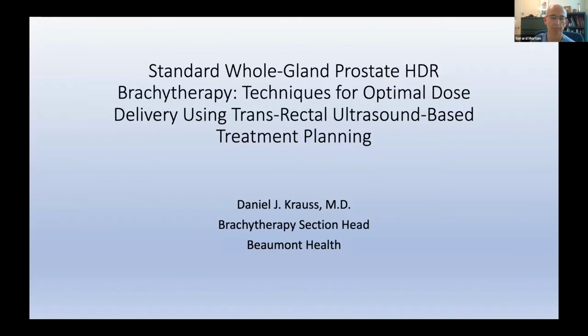Up here, correct? Okay. So obviously, I can't hit on every detail of ultrasound-based prostate HDR in 15 minutes. I'm going to try to hit the high points and emphasize some of the things that we do here at Beaumont, and contrast that a little bit with some of the other practices that are out there. You'll hear some of Gerard's techniques as we get further along. But I'm going to be talking basically about standard whole gland prostate HDR brachytherapy and how we optimize that with ultrasound-based planning.